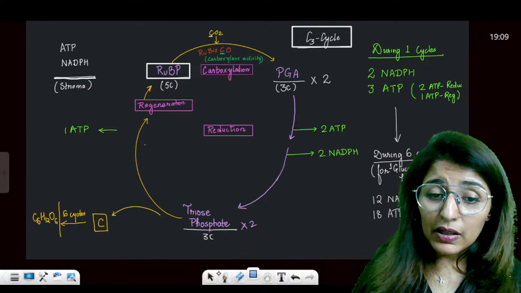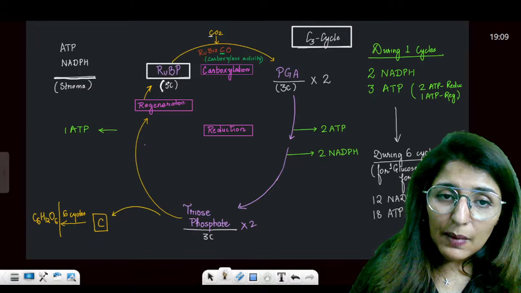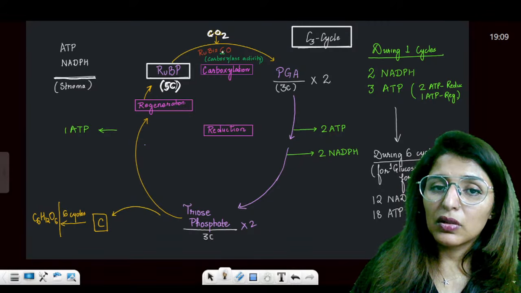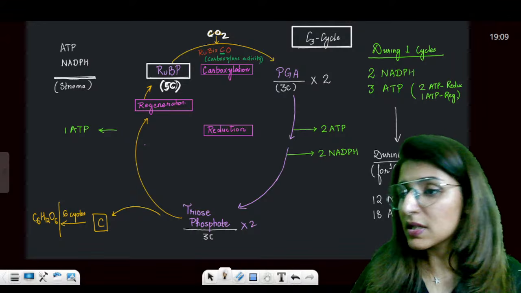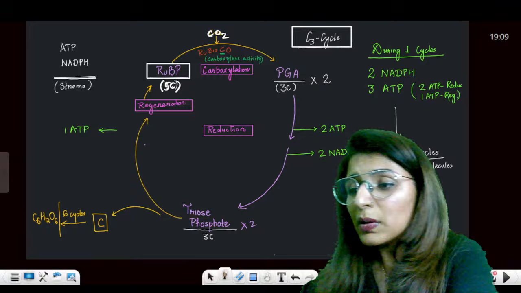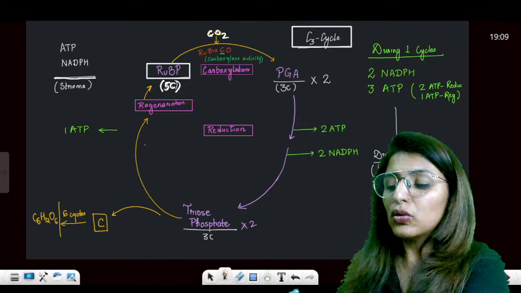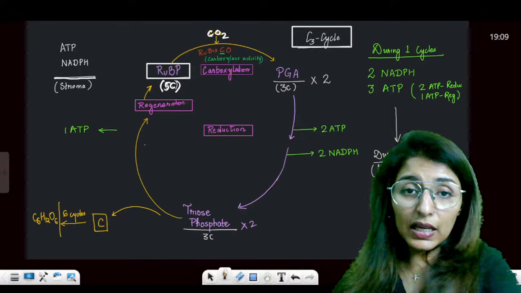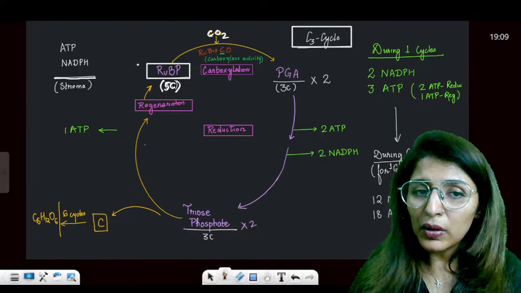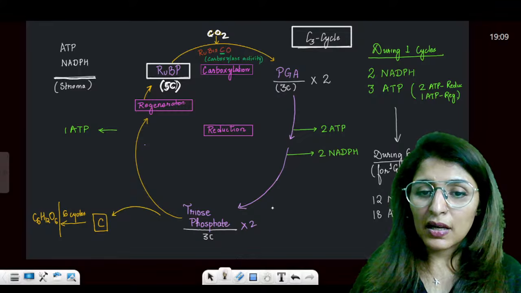Now the 5-carbon compound accepts 1 carbon dioxide molecule. So 5 plus 1 becomes 6. Yes or no? Now RuBP is going to accept CO2 in the presence of the enzyme Rubisco. Since there is addition of CO2 to RuBP, the process is known as carboxylation.